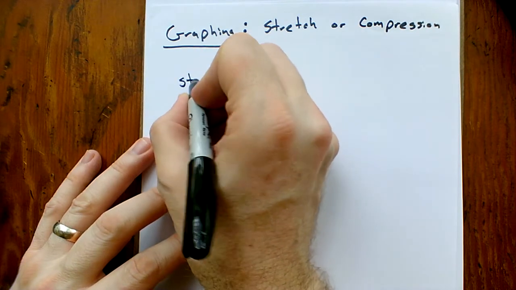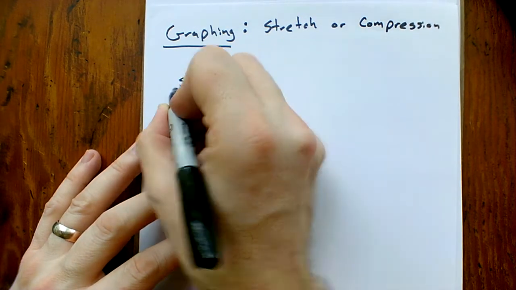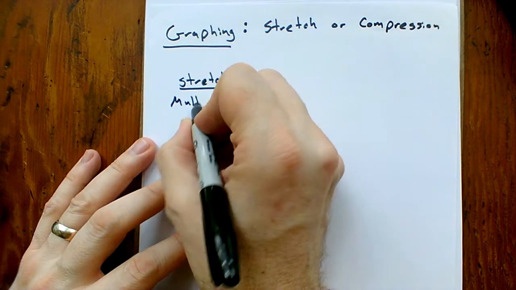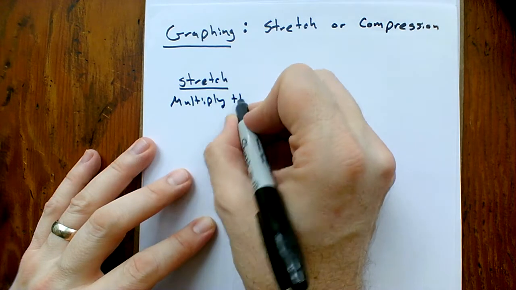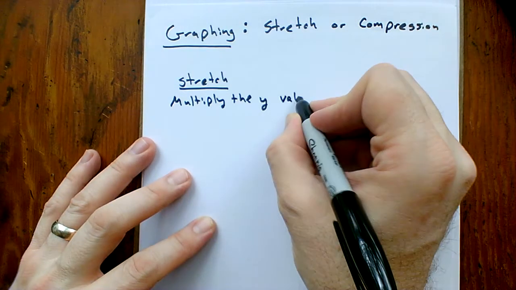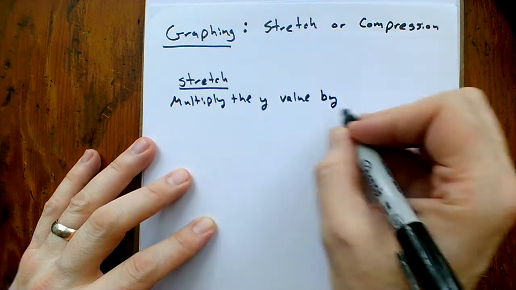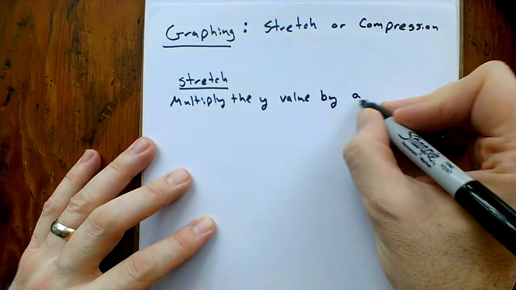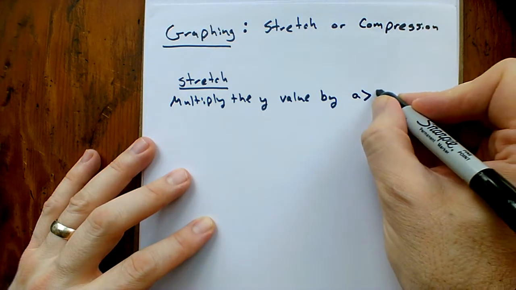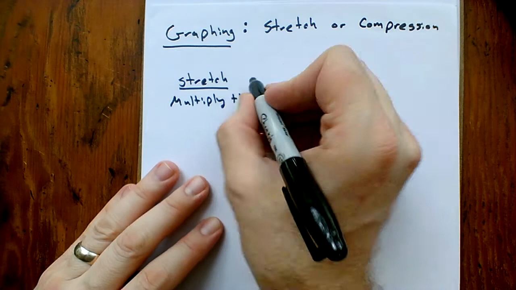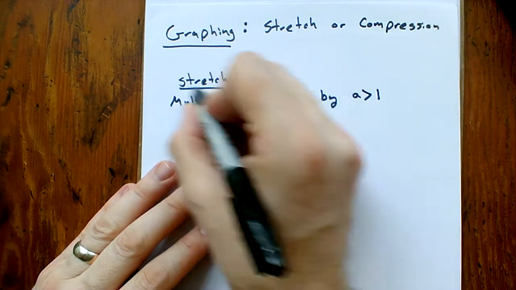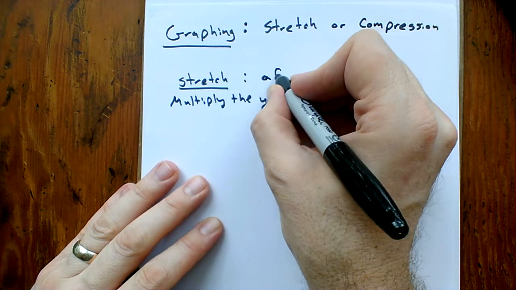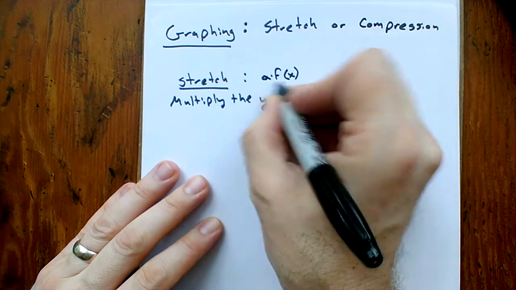So a stretch is when we're going to multiply the y value by some number greater than 1. And I'm going to call this stretch factor a. I'm going to say that's greater than 1, because if it's equal to 1, obviously you're the same thing. So for a vertical stretch, we're going to multiply whatever our function is times something.